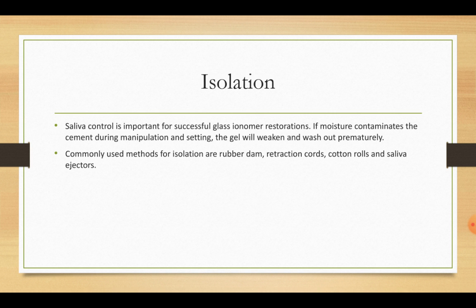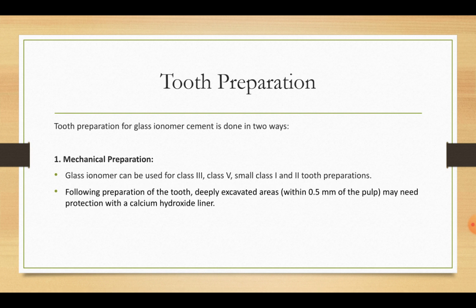Coming to the isolation, saliva control is very important for successful glass ionomer restoration. As you know, the material is moisture sensitive in nature. If moisture contaminates the cement during manipulation and setting, the gel will weaken and wash out prematurely. Therefore, it is very important that saliva control methods should be used. Commonly used methods for isolation are rubber dam, retraction cords, cotton rolls, and saliva ejectors.